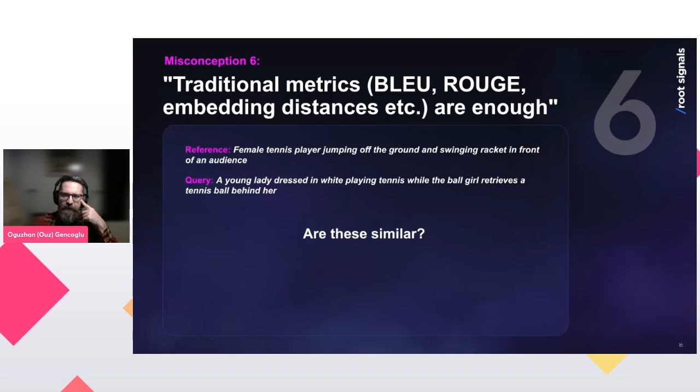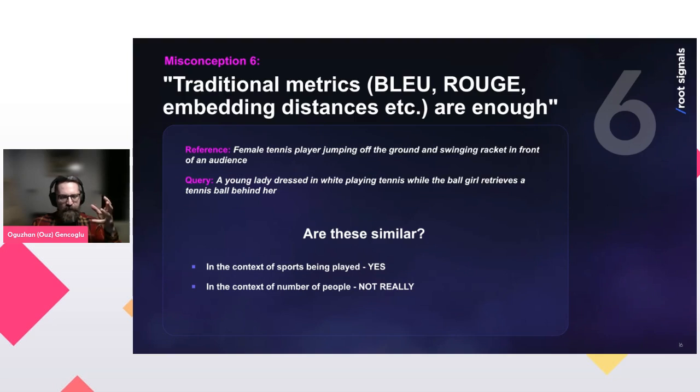But in reality, you want a much more complex, much more constrained definition of context. So, for example, are these sentences similar in the context of the sport being played? Yes, very much so. They are both talking about tennis. But are they similar in the context of the number of people involved? No, the first one has only a single person, and the second sentence has two people. And this kind of measurement you can only implement with another LLM.